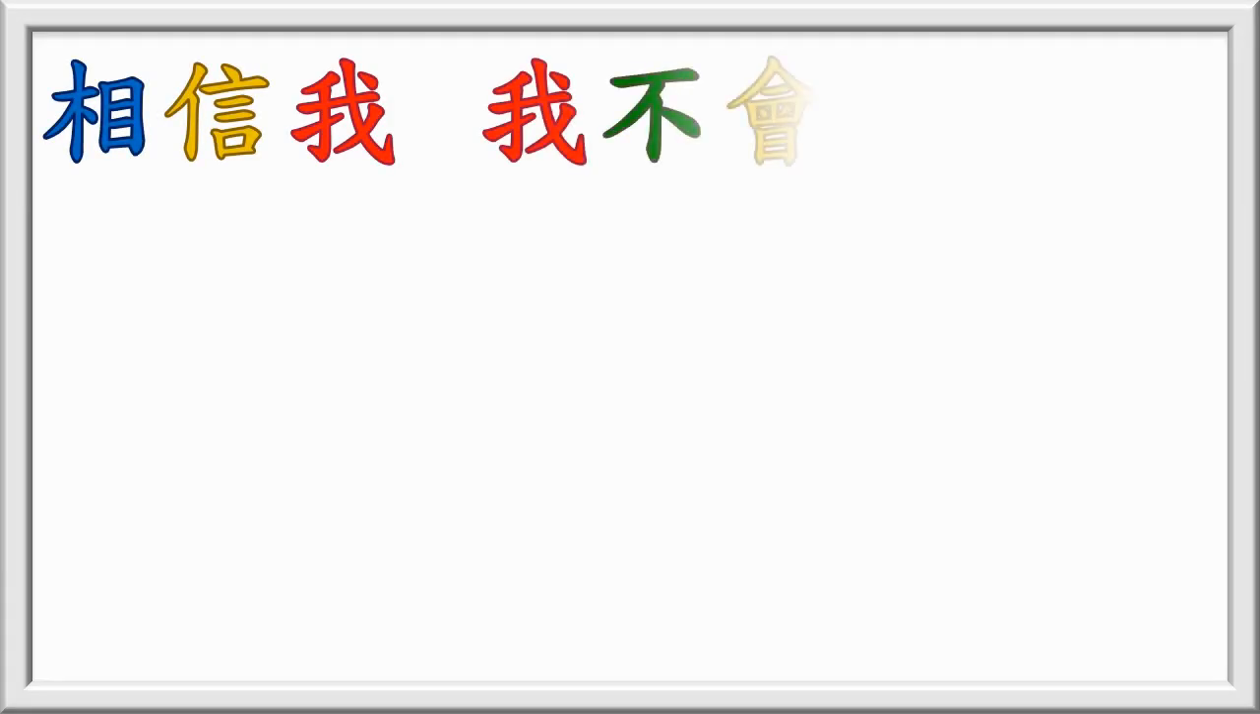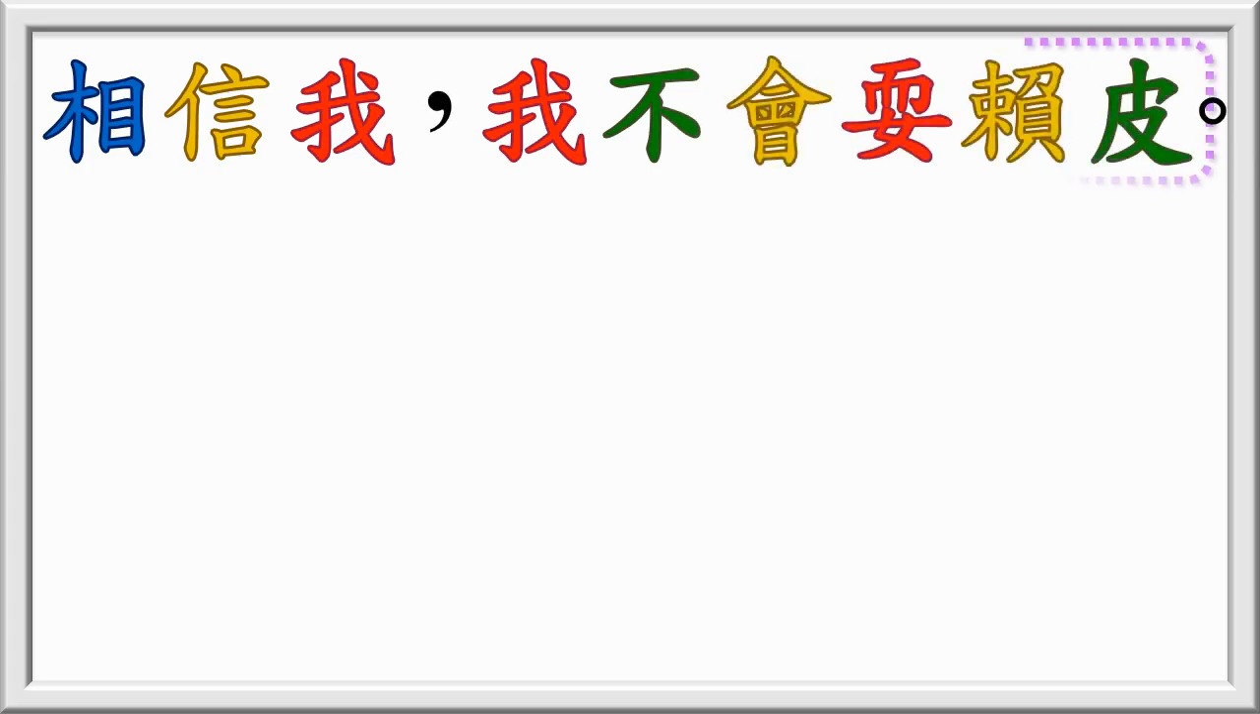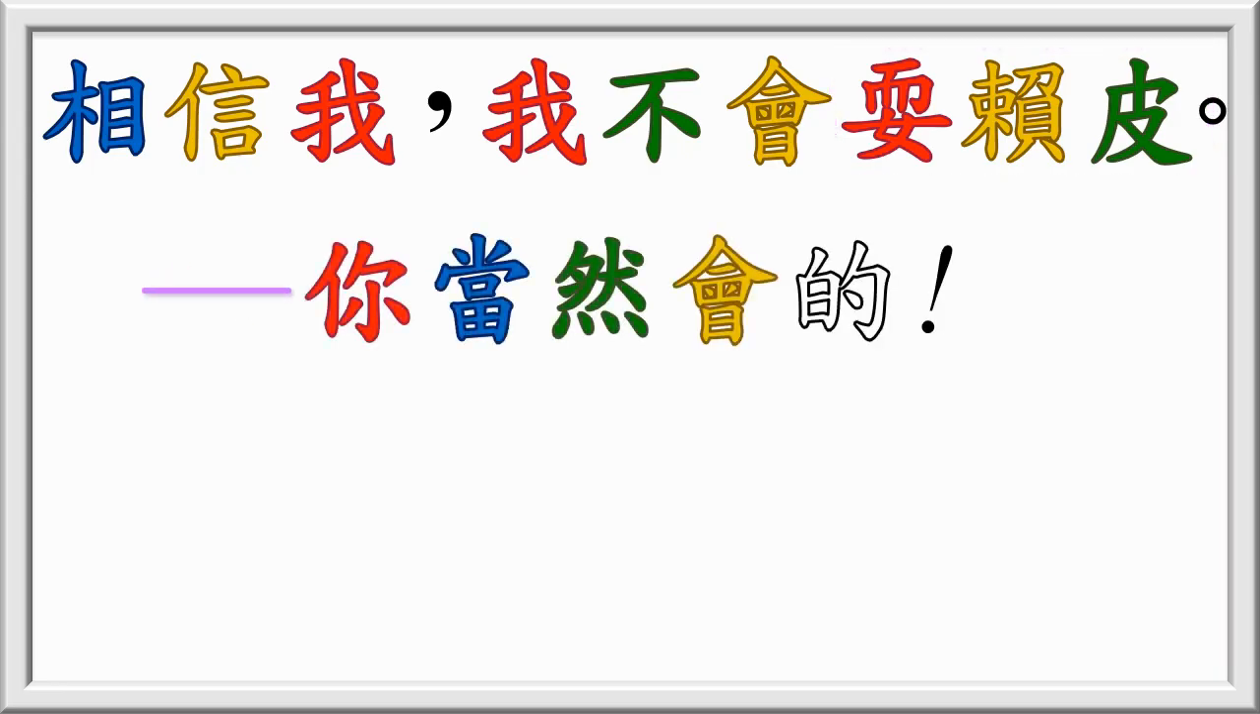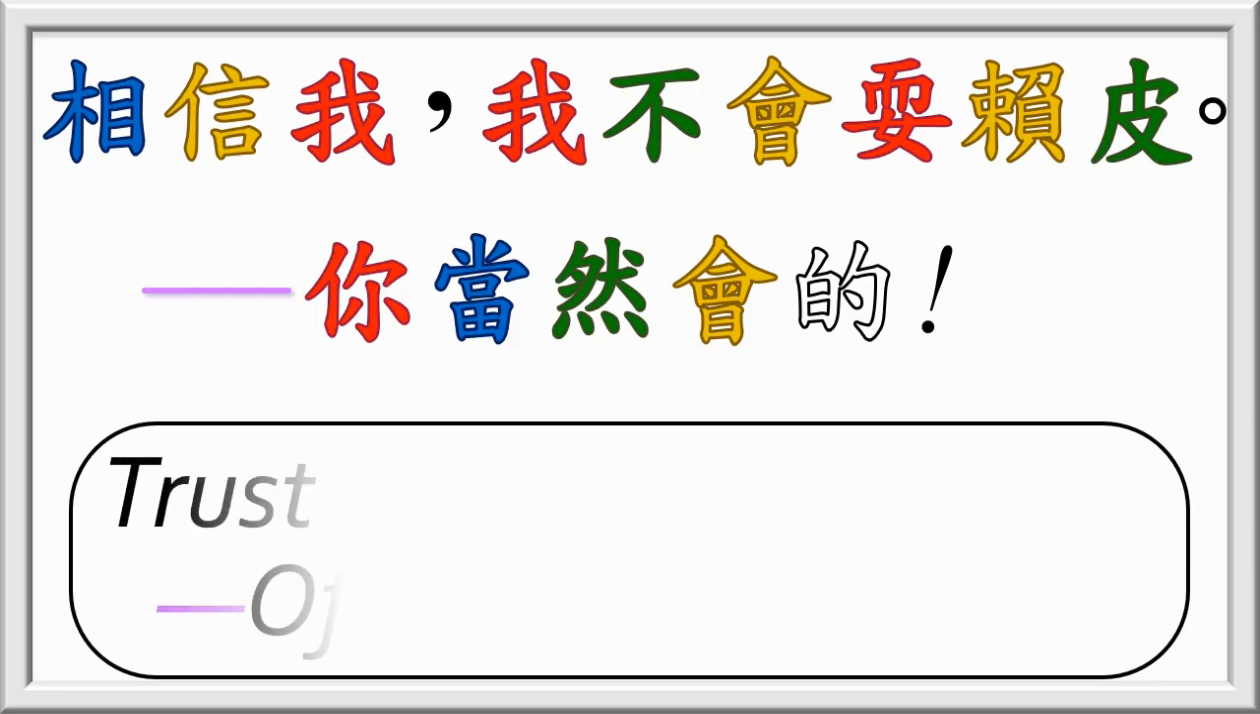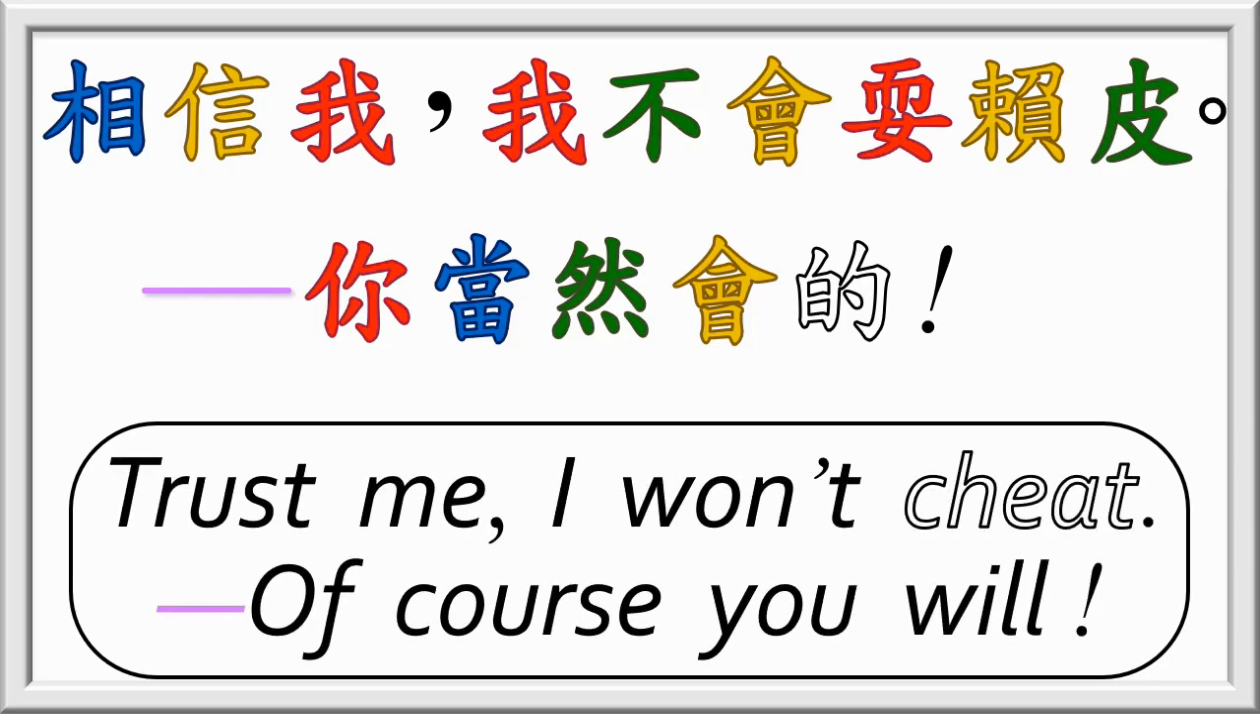In our next examples, the character 赖 alone takes on all the negative connotations of 无赖, even though 无 is completely missing, especially in the phrases 耍赖 or 耍赖皮. 相信我，我不会耍赖皮的。你当然会的。Trust me, I won't cheat. Of course you will.